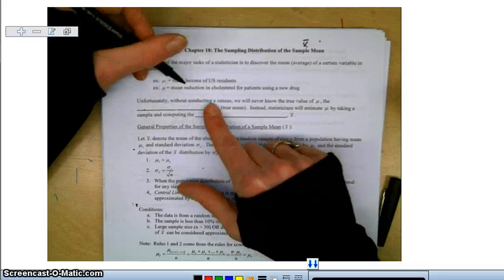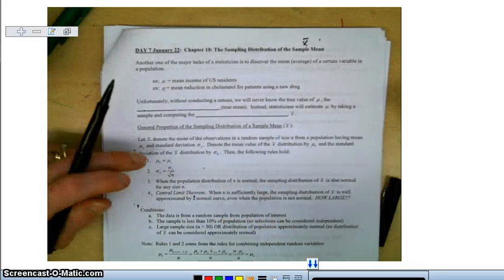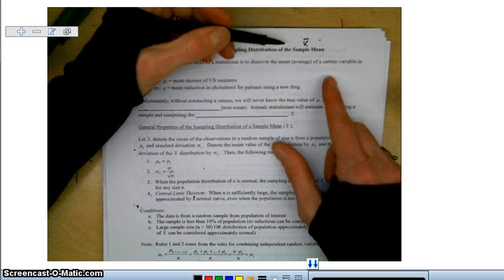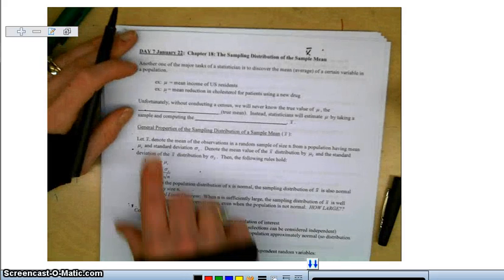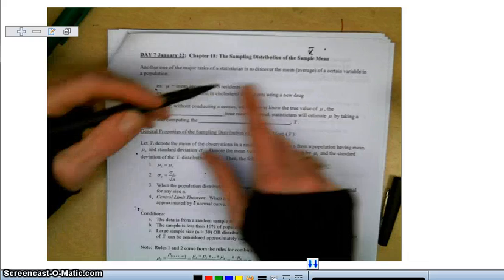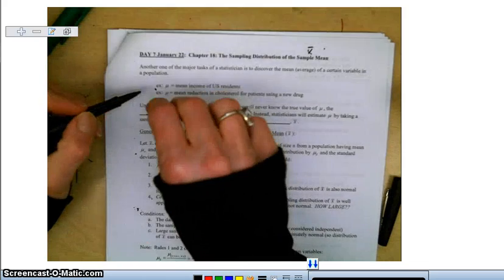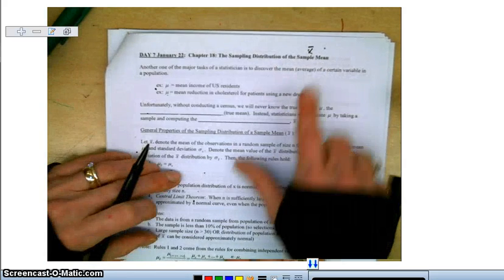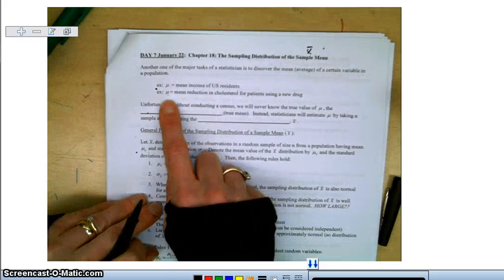Or the mean reduction in cholesterol for patients using a new drug. You'd have to find every patient using a new drug to figure that out. That's why they do clinical trials before they allow doctors to offer new drugs to people. You do trials to find sample means. How much does this drug help or not help? So we want to know mu, or sometimes we do know mu, and we base our sample on that mean. X bar is from the sample, mu is from the population.